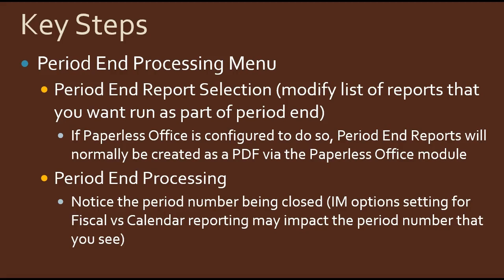After selecting or choosing not to select reports for period end, go to the task Period End Processing. Check the period number of what you are closing to make sure that you are in fact closing the correct period. If you have a non-calendar year end, and if your inventory options are configured to report this way, the period number may be a calendar period, not a fiscal period, so be mindful of that too.